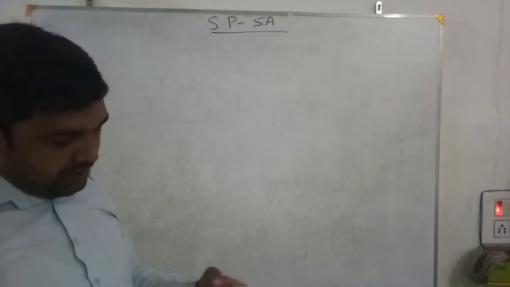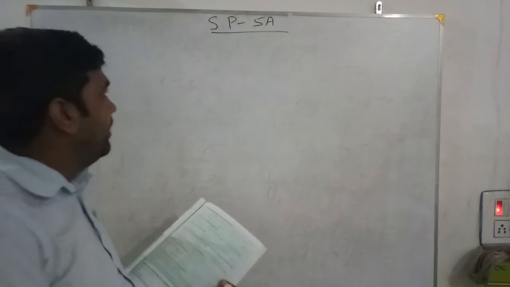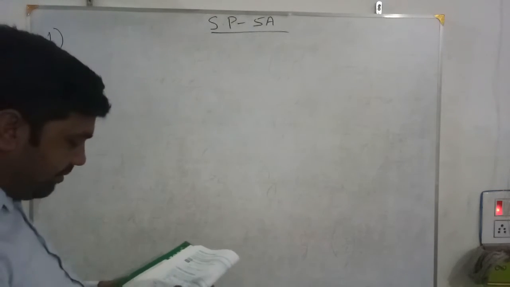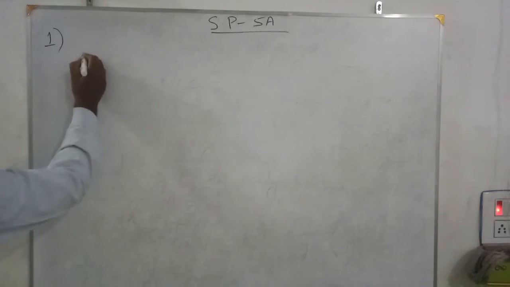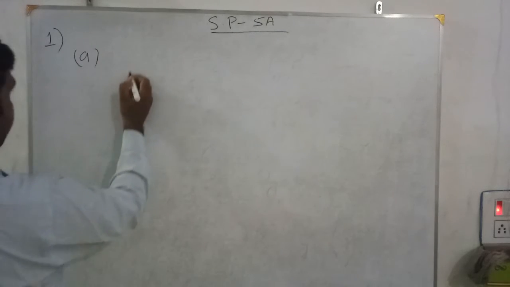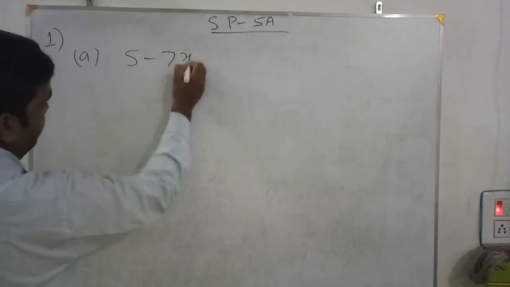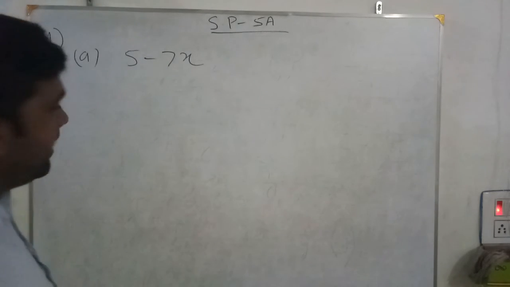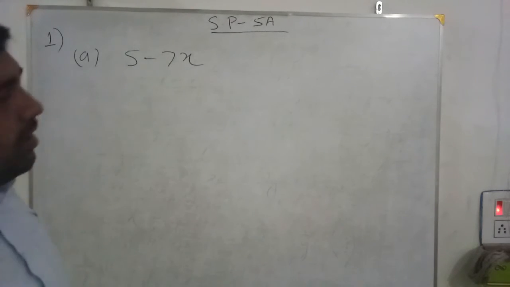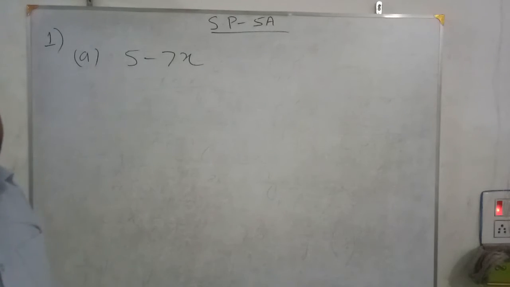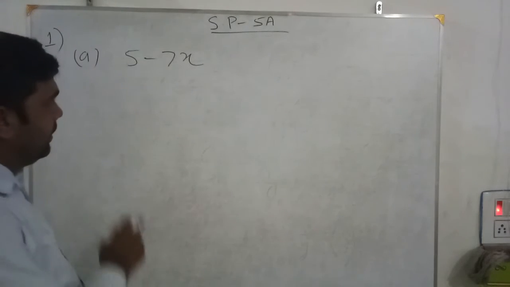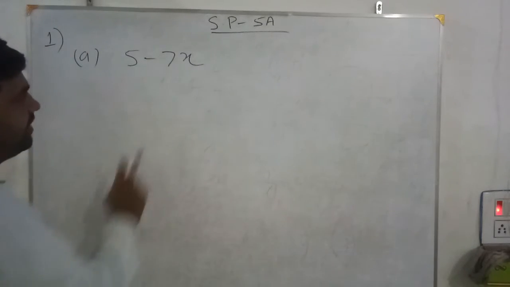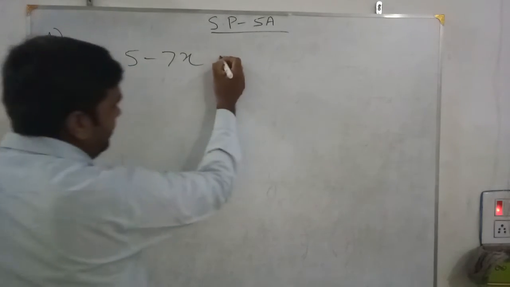First question: which of the following algebraic expressions are polynomials? See question 1a, 5 minus 7x. In the last class we discussed that a polynomial is an expression in which the degree of the variable cannot be a fraction or a negative integer. Here the degree of the variable x is a positive integer, so this is a polynomial.